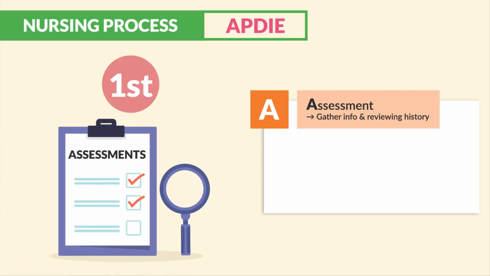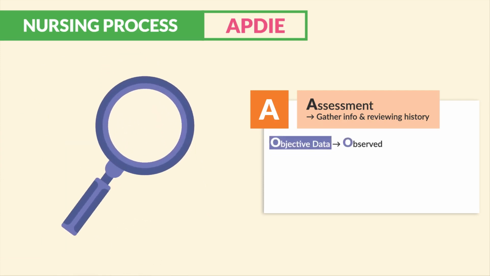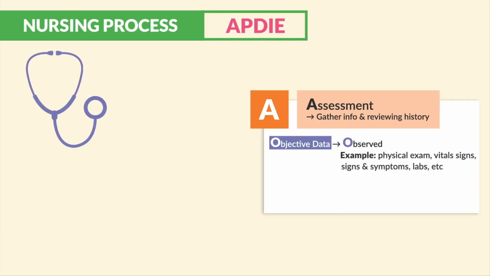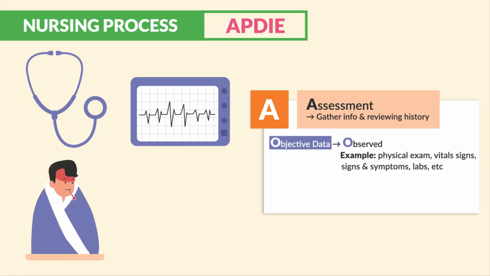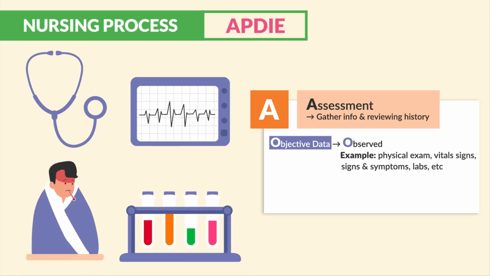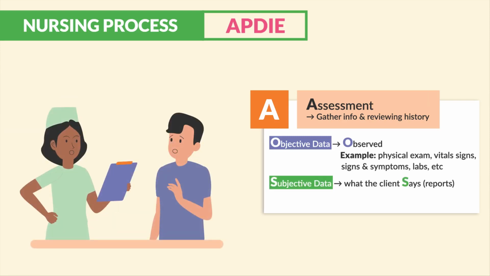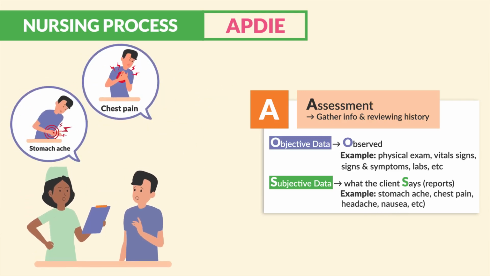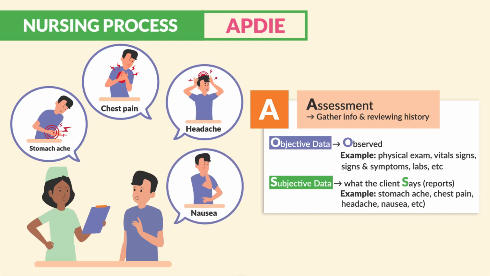Now, there are 2 types of data points. We have objective data that is observed, basically observable or tangible data, like physical exams, vital signs, signs and symptoms, labs, etc. And subjective data is what the client says. So look at the S's there. The client reports these as a direct quote. For example, stomach ache, chest pain, headache, or even nausea. You can't really quantify it physically, so this is what makes it subjective.